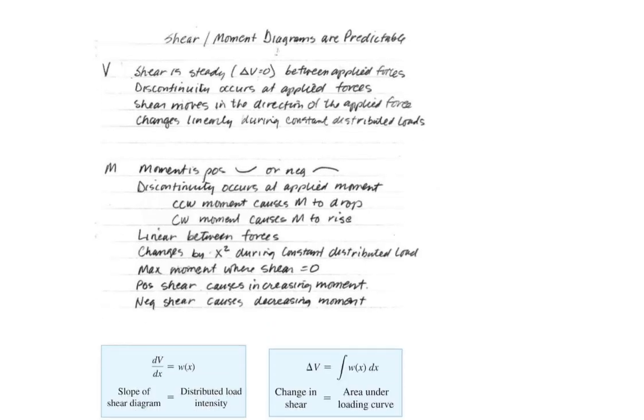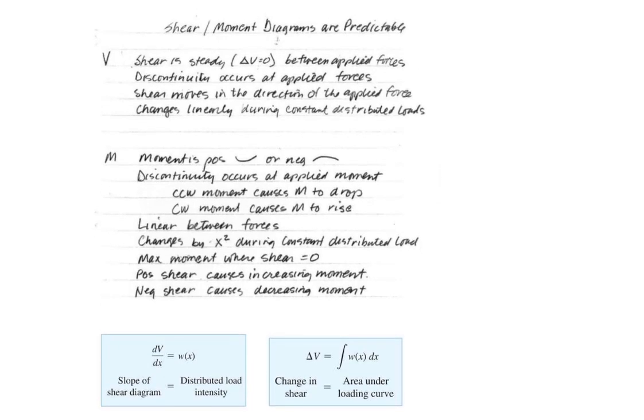All right, so what I call this part is shear and moment diagrams are predictable. Shear is steady, meaning it has no change between applied forces. There's a discontinuity in the shear that occurs at applied forces or at reactions. Shear moves in the direction of the applied force or the reaction. And if you have a uniformly distributed load, shear will change linearly. So if the load is going down, which often it is, shear will decrease linearly.